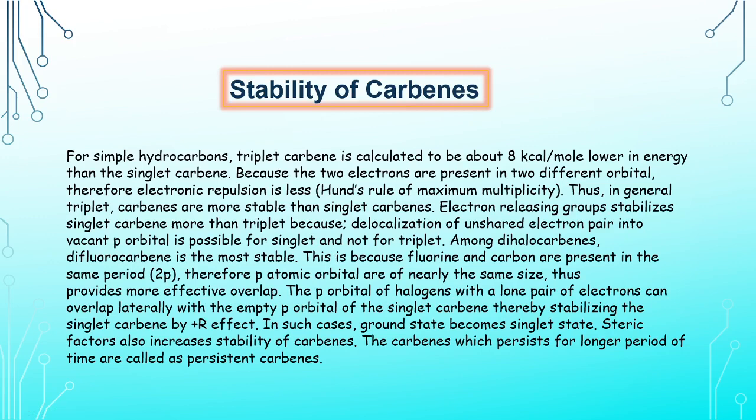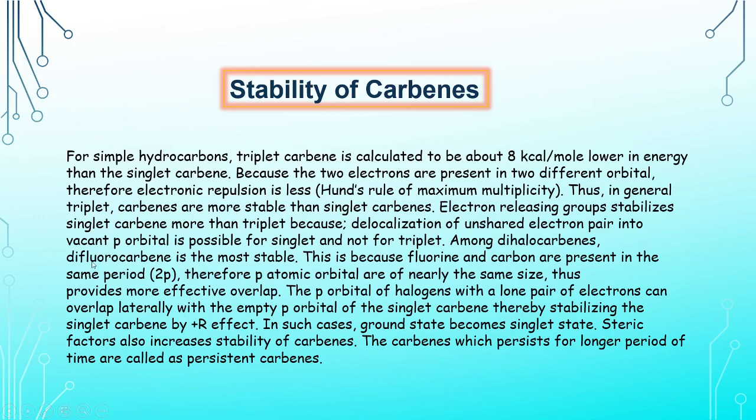Because the singlet carbene has the vacant p orbital, the adjacent electron donating groups can share their electrons in this vacant p orbital, and not in the triplet carbenes, because the triplet doesn't have the vacant p orbital. Therefore, the electron releasing or electron donating group stabilizes the singlet carbene more than the triplet carbene, and also the delocalization of the unshared electron pair into the vacant p orbital is possible for the singlet and not for the triplet.